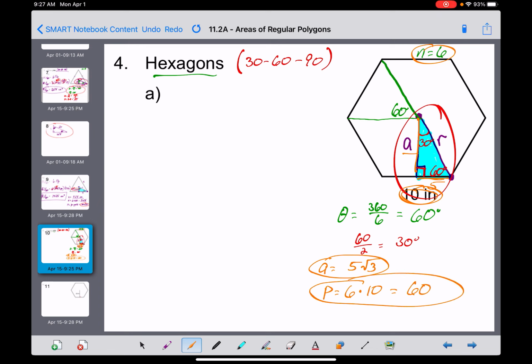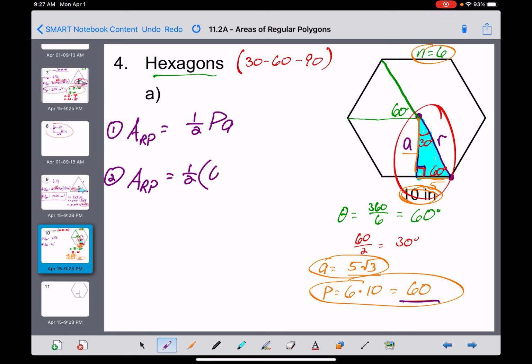Okay, so we know our perimeter, we know our apothem. This problem shouldn't be that bad. Step 1, area of a regular polygon is 1/2 times perimeter times apothem. Area then is going to equal 1/2 times a perimeter that we said was 60.